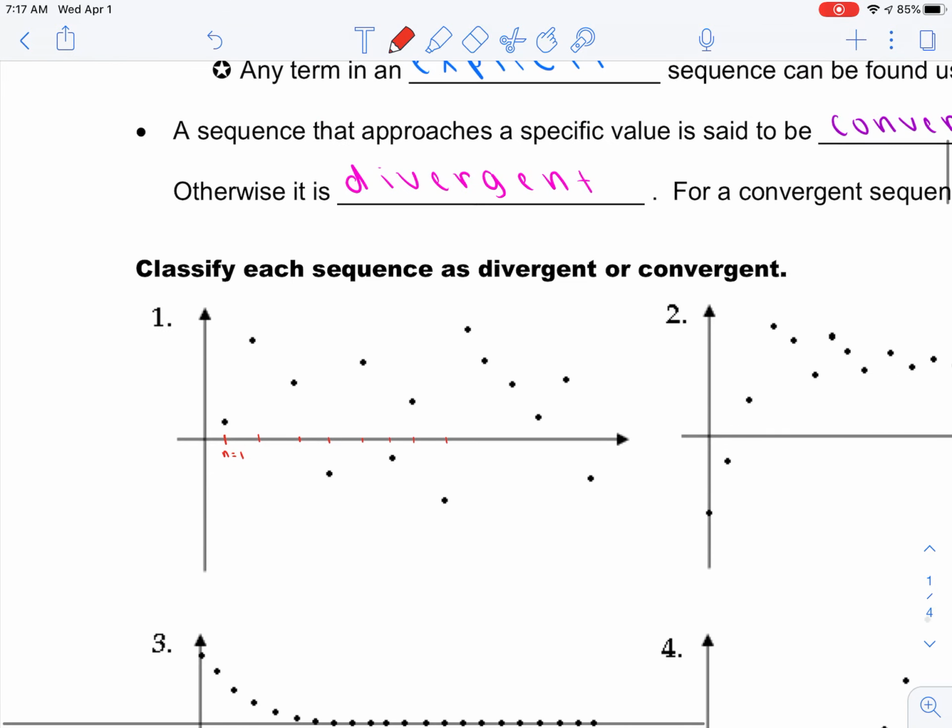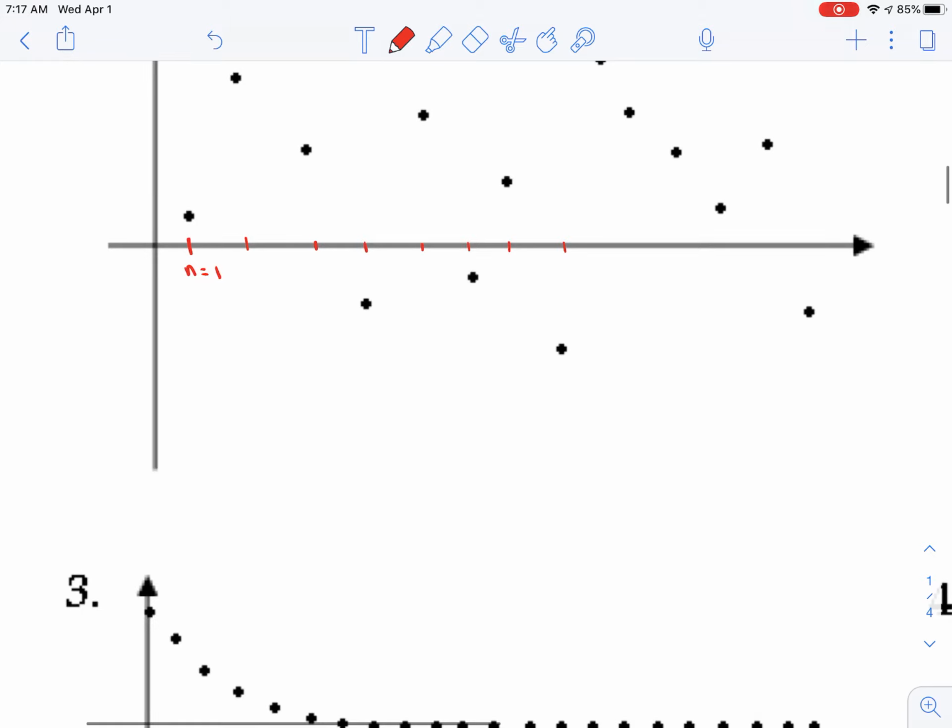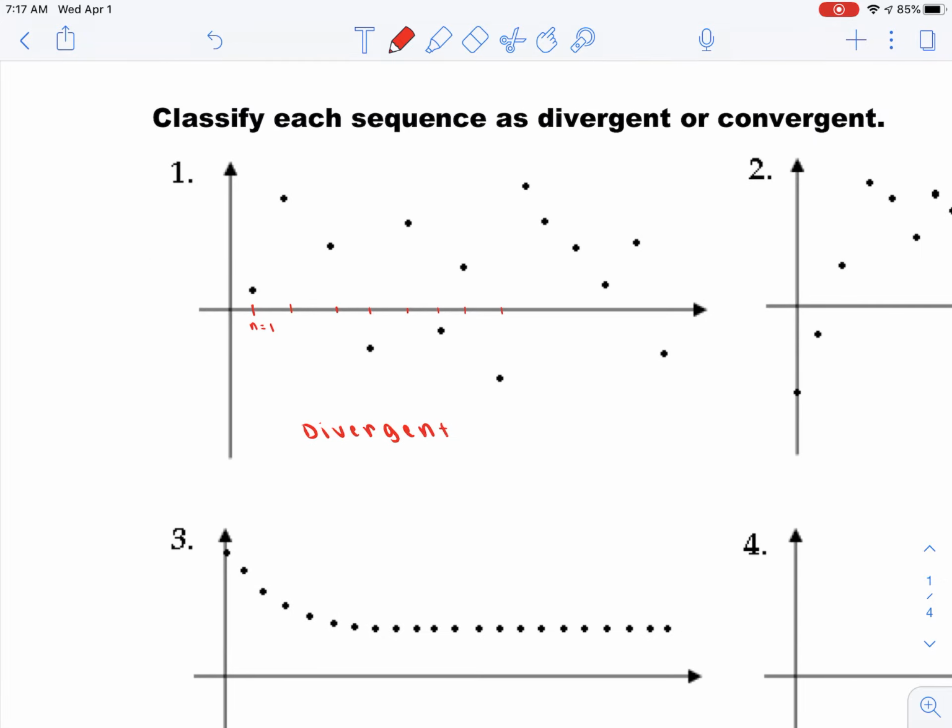With that being said, you'll notice that for this first example, these are not approaching a specific value. They're all over the place. One gets bigger, smaller, and there's no rhyme or reason to this. You're going to see that this is what we call a divergent sequence. The values are diverging. They're not approaching a specific value.